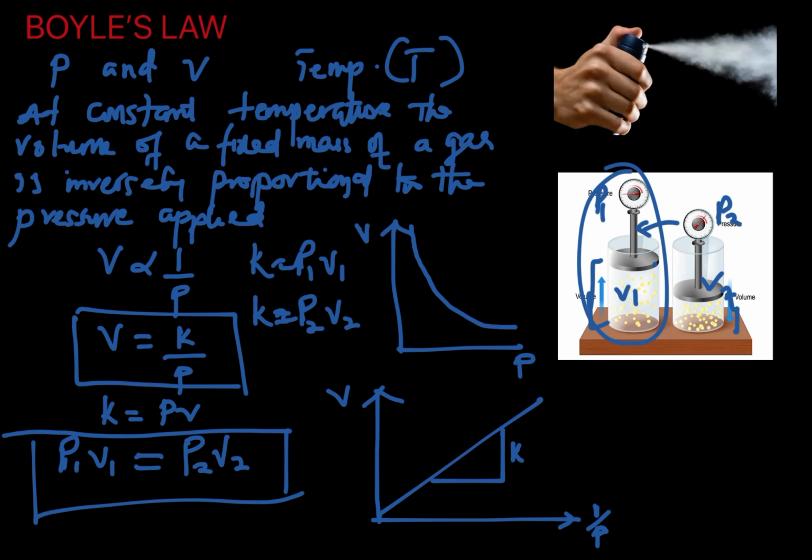So Boyle's law is a pressure and volume relationship, while we keep temperature constant, and at constant temperature the volume of a fixed mass of a gas is inversely proportional to the pressure applied. This relation will help us calculate anything we need in this equation: P1 V1 is equal to P2 V2. Now let's move on and see how we are going to apply this equation to solve Boyle's law problems.